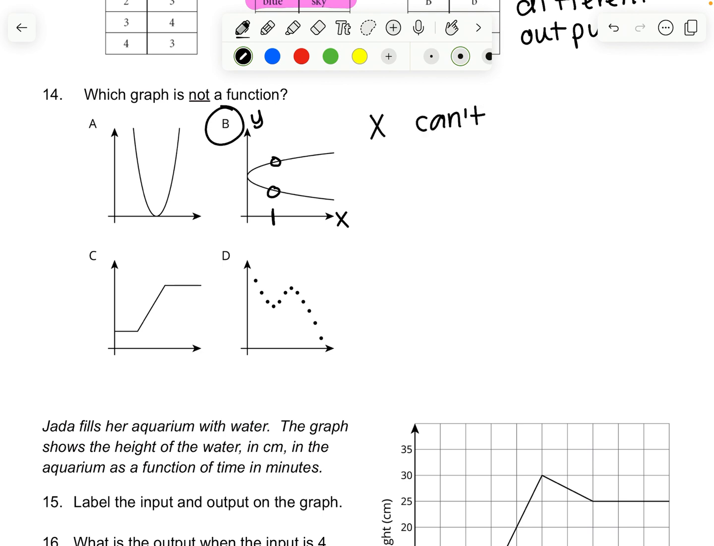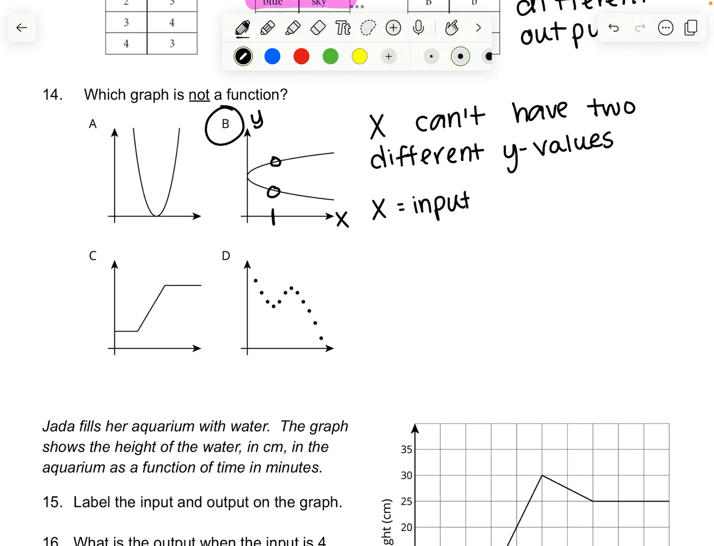cannot, or can't. I don't want to write "be equal" because it is not equal. X can't have two different y values. So I'm going to put x equals input, y equals output.